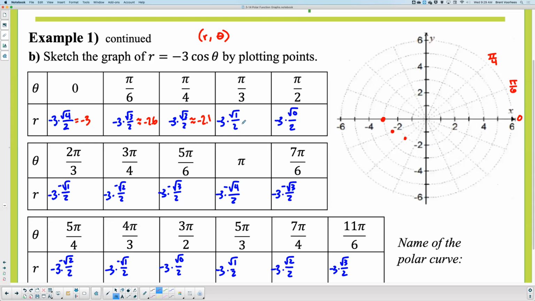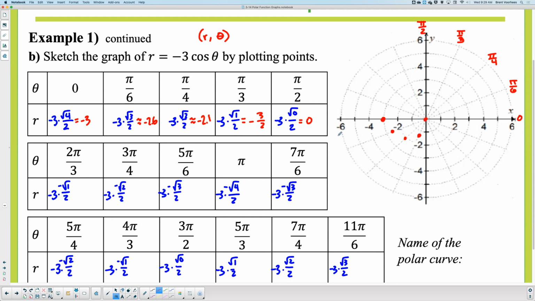Okay, the next one will reduce. That's -3 times 1/2, which is going to be just simply -3 over 2. So -1.5. That's this point right there. And that's pi over 3. This is going to be pi over 2. At pi over 2, we're going to get the value of 0.